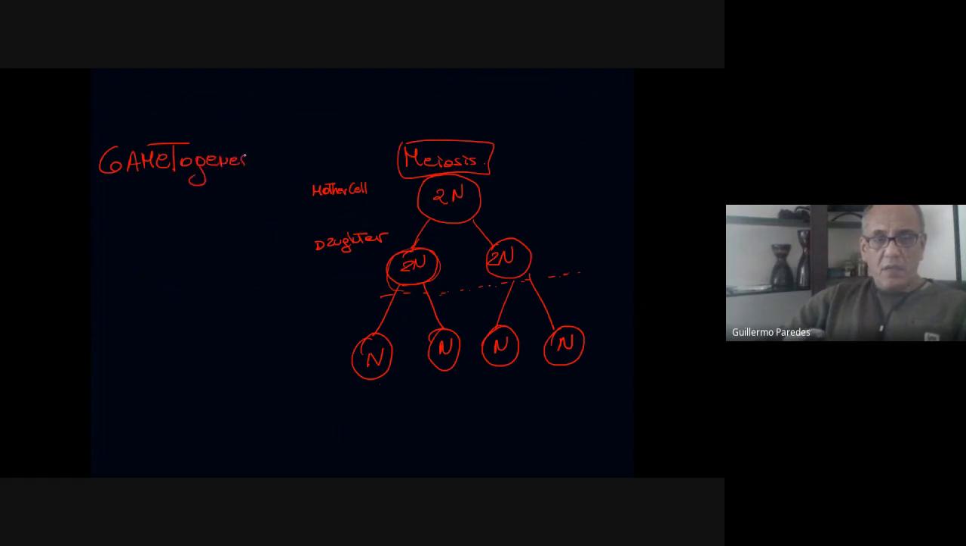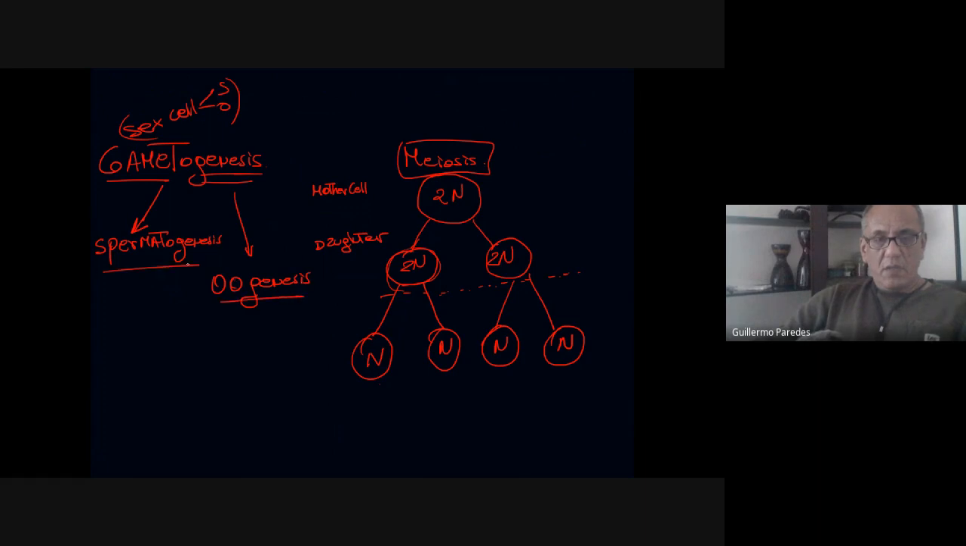Gametogenesis. What is gametogenesis? Gameto means the sex cell. Sex cell. That could be the spermatozoid or the ovum, correct? Sex cell. In gametogenesis, genesis means origin. So it's going to be the formation of these cells. Gametogenesis is going to be divided into spermatogenesis and oogenesis. So gametogenesis is the big umbrella. Gameto means sex cells. And gametogenesis is going to divide into spermatogenesis and oogenesis.